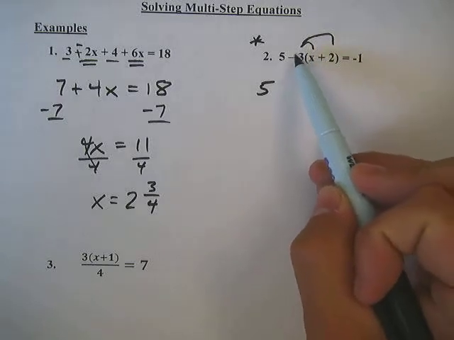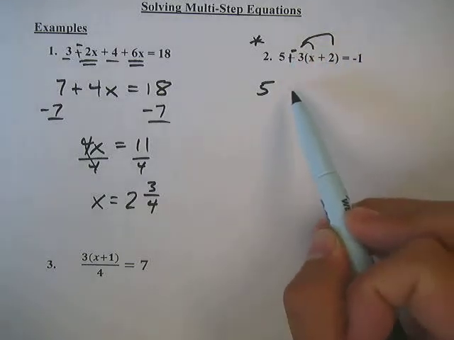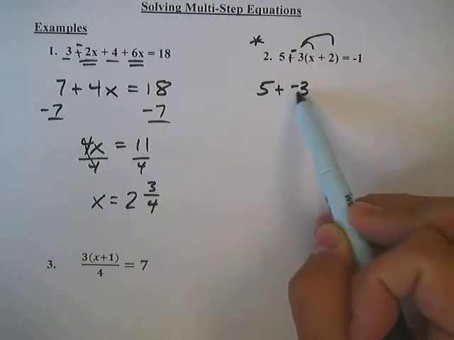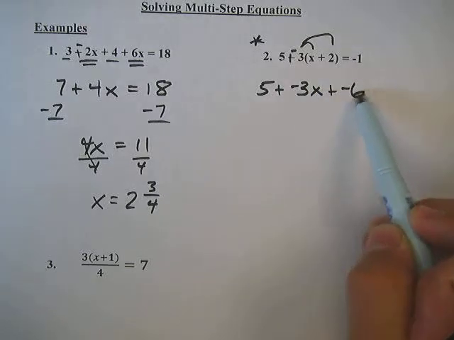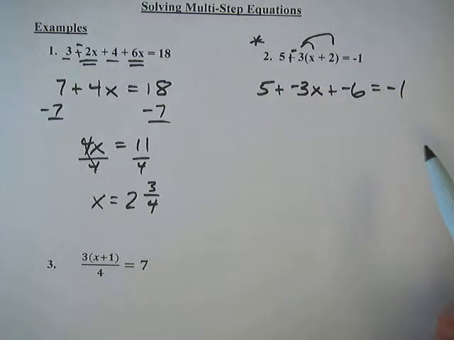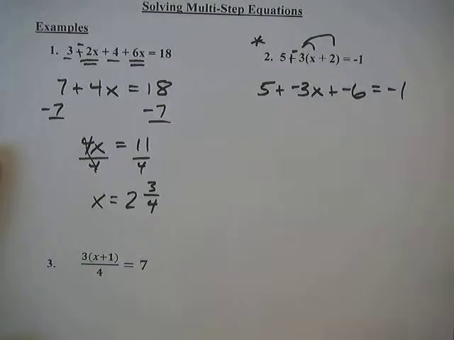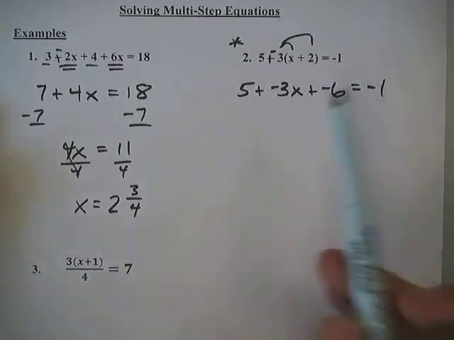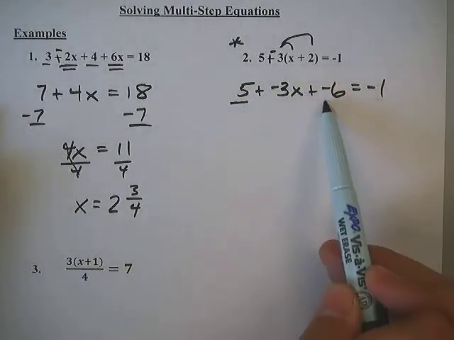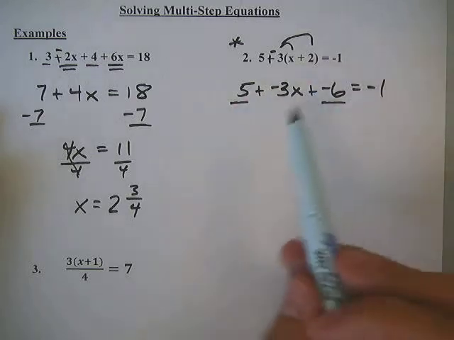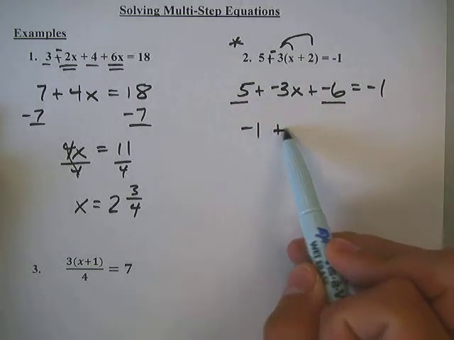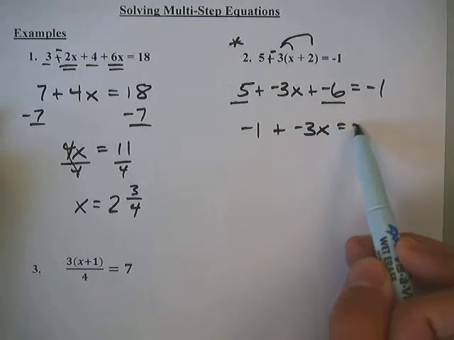And so when I do that, I get 5. Now you're not distributing the 3, you're distributing a negative 3. So it becomes plus negative 3x plus negative 6 equals negative 1. And now as I look at it, I see there's even more simplifying I can do. I can combine this 5 and the negative 6. If I combine 5 and negative 6, I get negative 1.